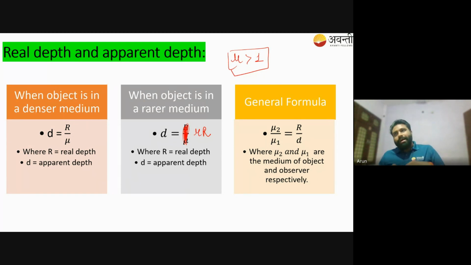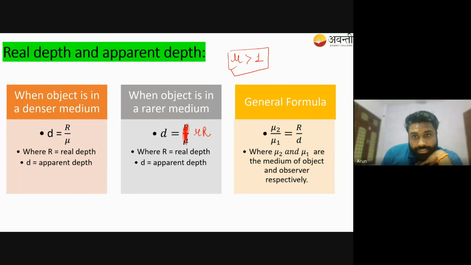And when you are in a denser medium, then the object is in a rare medium and your friend is the object. So although your friend is jumping from a height of 2 meters only, it will appear to be, oh, he's jumping from 5 meters or 4 meters. He's very brave. It is not a brave kind of thing because it is the optical illusion that you have. Got it? So the general formula you can remember is mu2 by mu1 equals R by D.